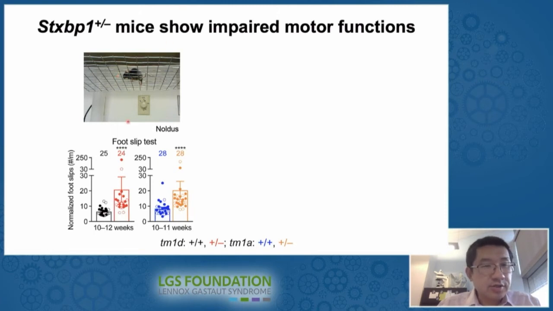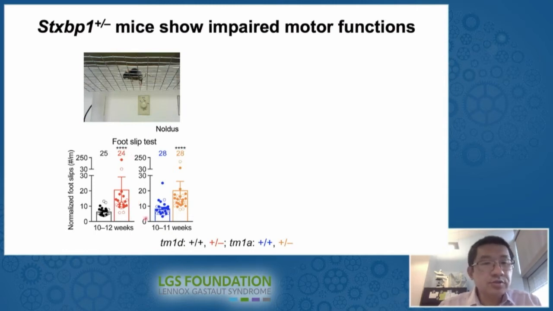In this case, you place the animal on this wire grid, so the animal will walk, right? Because they have to precisely place their paw on the wire, otherwise they will slip, right? So then we quantify how many errors they make and slip their foot, and this is basically what the foot slip assay will measure, right?